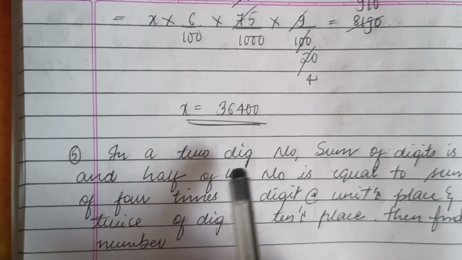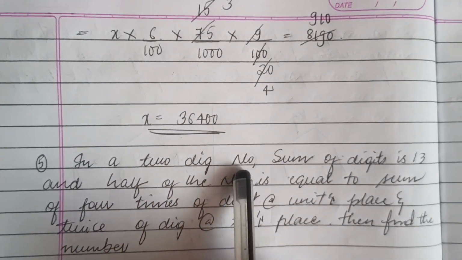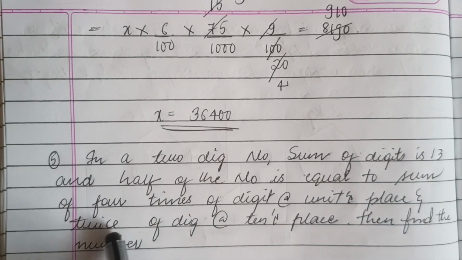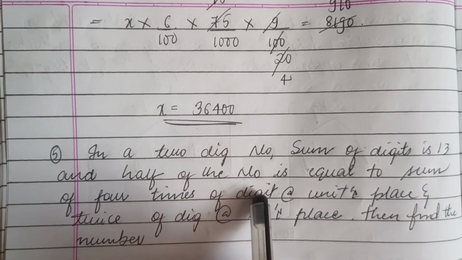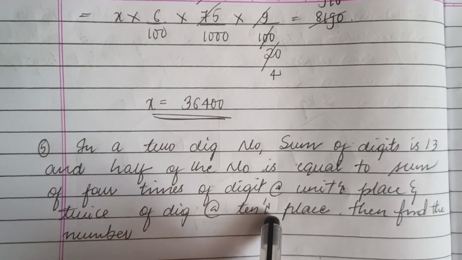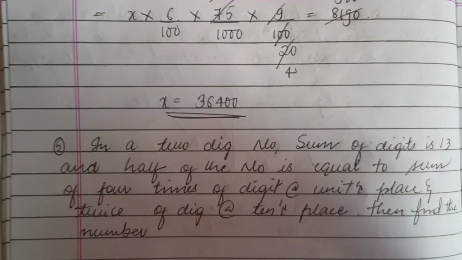Then, in a 2-digit number, the sum of the digits is 13 and half of the number is equal to the sum of 4 times the digit at the unit place and twice the digit at the tens place. Find the number.